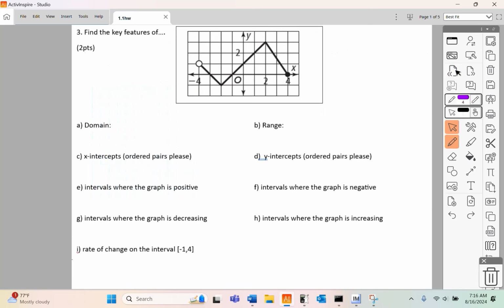All right, so we're actually in the book now. This is your 1-1 homework. I'll do about half of it. This is number 3. Find the key features of this graph that you're given.